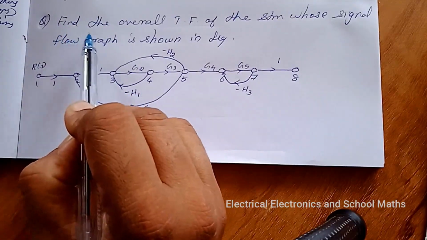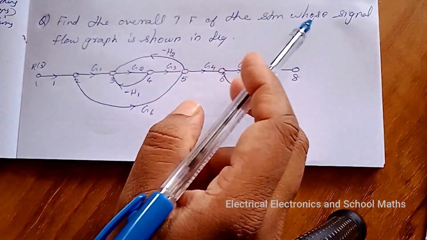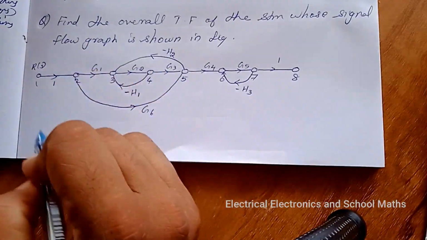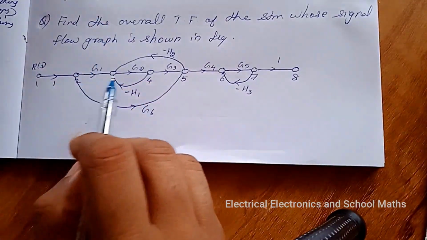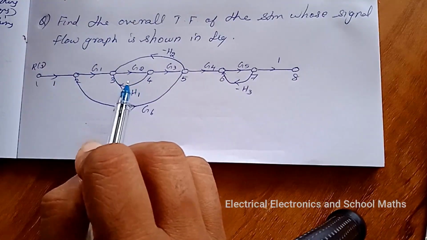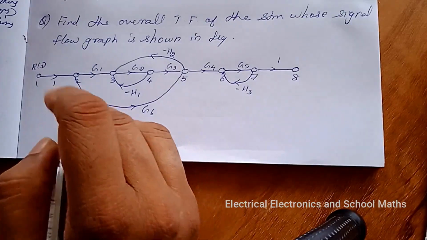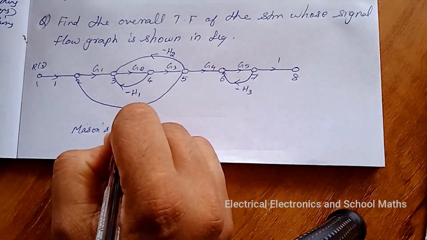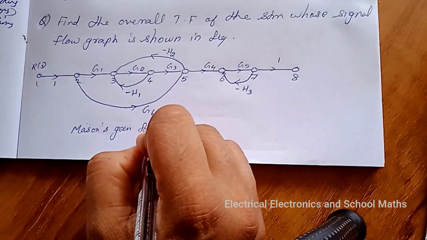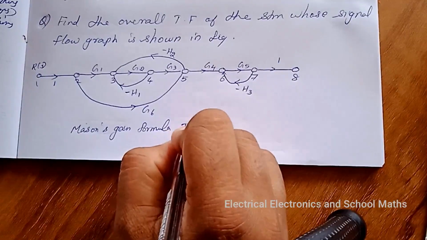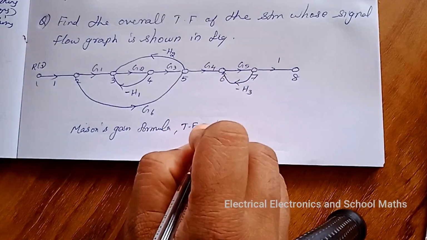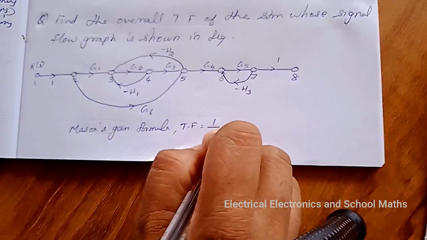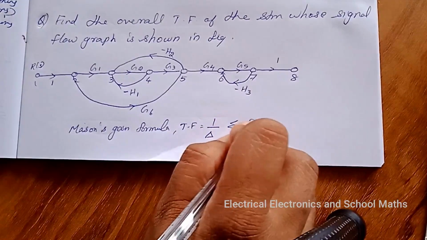First one: find the overall transfer function of the system whose signal flow graph is shown in the figure. So this is the given figure. To find the overall transfer function, we have Mason's gain formula. Transfer function is equal to 1 by delta, sigma k, Pk delta k.